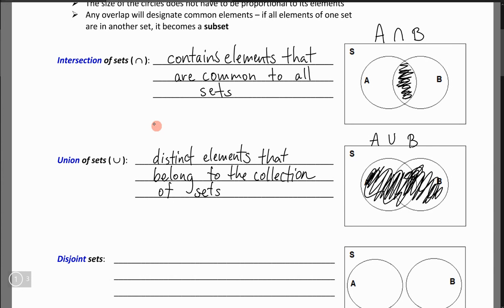Okay, now each set has its intersection, so you might think, oh, if the elements were in A as well as in B, then you're double counting them. Well, when you're joining the sets in union, you can only count the intersection once. So when I say distinct elements, you count the intersection only once.